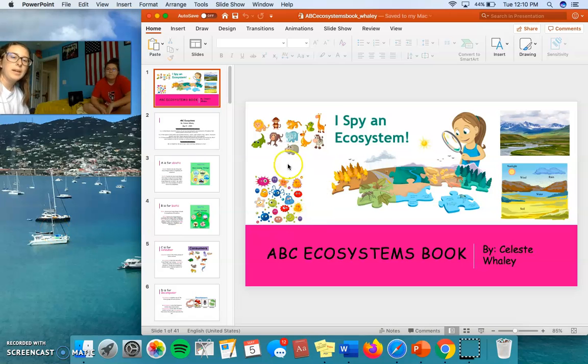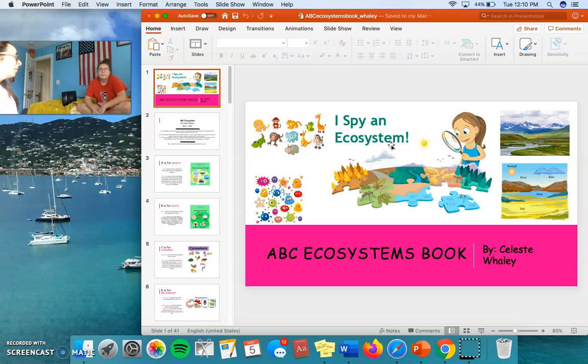Okay, so right here we have our ABC Ecosystems book. What do you notice about the cover? What are some things you notice? I see different ecosystems. You know what an ecosystem is? Yes. Well, this is going to help us understand specifics about ecosystems and words about ecosystems and what you may find in ecosystems. So here we have a picture of animals, some bacteria, and different lands. An ecosystem is essentially different lands with animals, bacteria, humans, different types of organisms, okay?